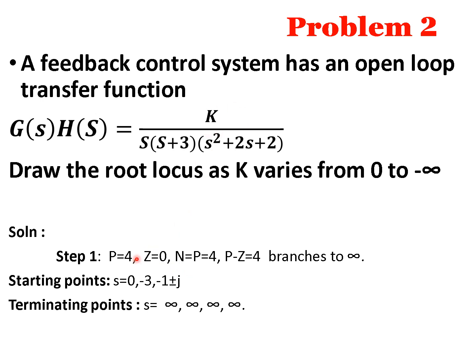There are no zeros, so Z is equal to 0. And since poles are greater than zeros, I can write the number of branches is 4, which is P, and P minus Z is equal to 4. So there are totally 4 branches, and all 4 branches will move towards infinity because there are no zeros in the system. If there is one zero, then only one branch will move towards the zero, and the other 3 branches will move towards infinity.